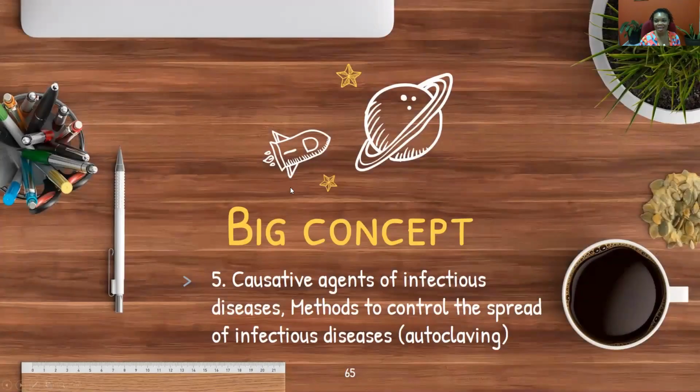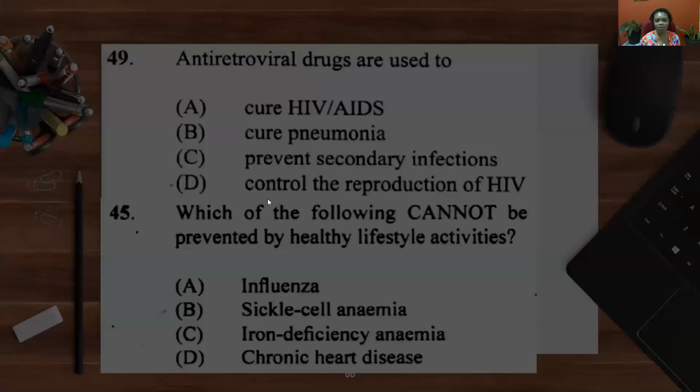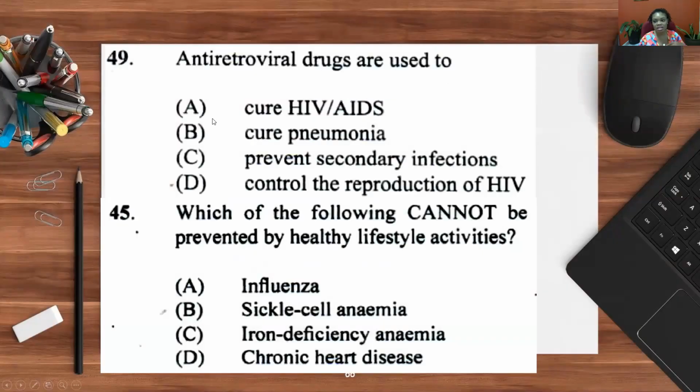All right, finally, big concept number 5, causative agents of infectious diseases and methods of control. Now, I didn't go so much into detail with the theory on this one, so I'm just going to go straight into the questions. Antiretroviral drugs are used to control the production of HIV. As far as we know, there is no cure for AIDS, right? An antiretroviral. So the clue is in the question. Viral, talking about viruses. So it's control of reproduction of HIV.